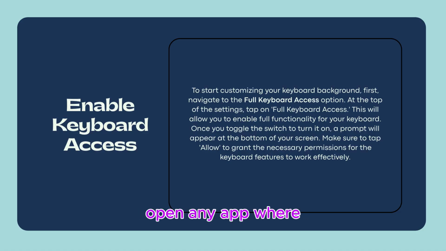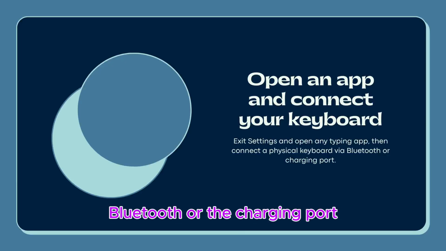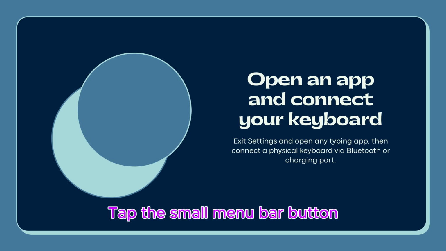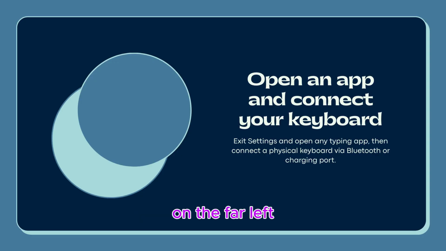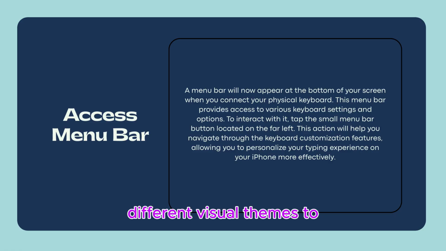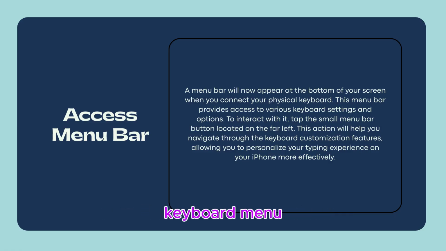And open any app where you can type, like Notes. Connect a physical keyboard to your iPhone via Bluetooth or the charging port. A menu bar will now appear at the bottom of your screen. Tap the small menu bar button on the far left. Choose Appearance from the menu. Here you can select different visual themes to change the background color and style of the on-screen keyboard menu.